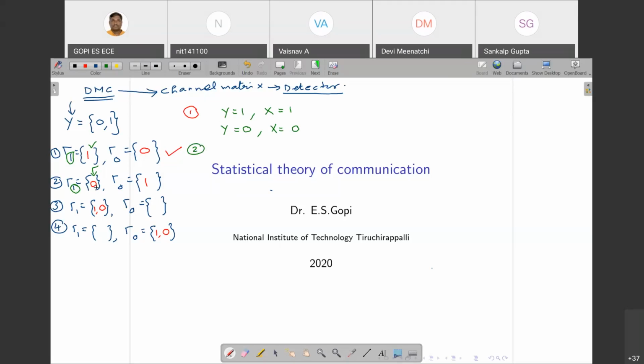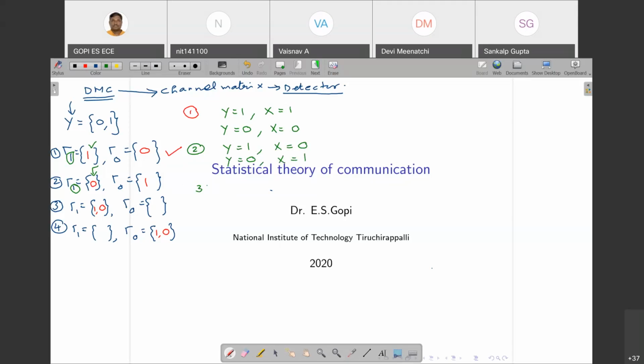So here, for example, in the second case, I'm now writing the second case. Gamma 1 is 0. It means that you are going to declare that it is 1 when x is 0. So it is just an invert operation that you are doing. When you receive 0, you are going to declare that it is 1 here. You are doing this inversion here. So that is the second rule we are using.